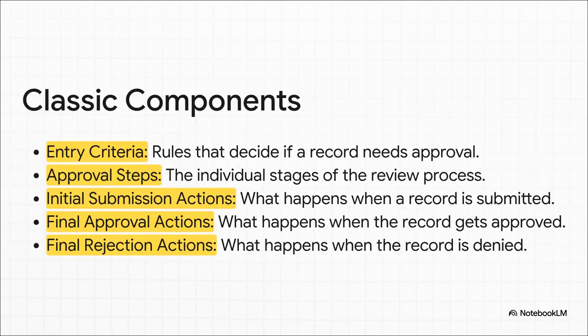Now, the process is really just built from a few core parts. It all starts with the entry criteria. That's the rule that asks, hey, does this specific record need approval? Think something like, is the discount on this sale over 10%? If the answer is yes, then it moves through the approval steps and triggers all the automated actions you've set up for submission, final approval, or rejection, like updating a field or shooting off an email.